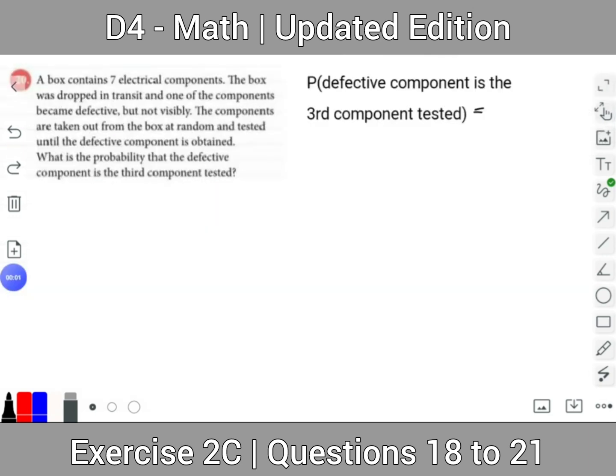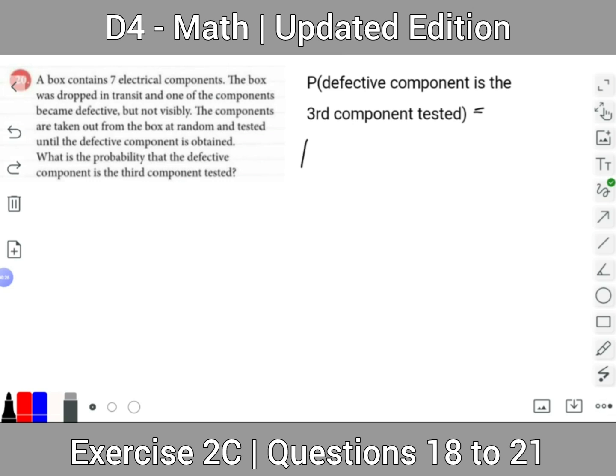Now the question 20, a box contains 7 electrical components. The box was dropped in transit and one of the components became defective but not visibly. The components are taken out from the box at random and tested until the defective component is obtained. What is the probability that the defective component is the third component tested? So we have to find out the probability that the defective component is the third component tested.